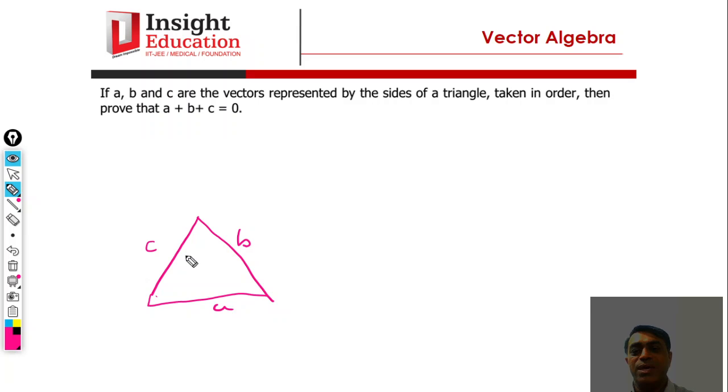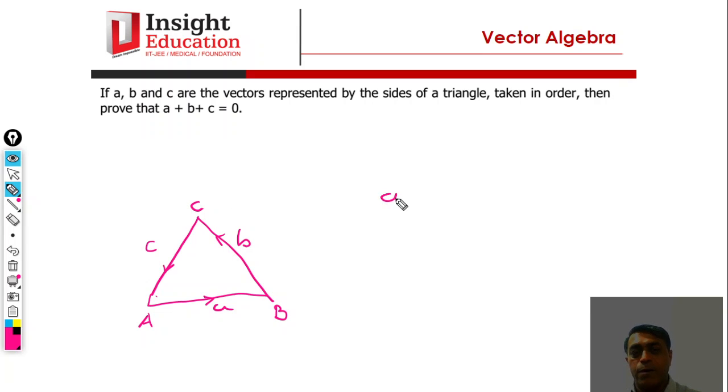So A, B and C, I can say A, B and C. So the triangle is taken in order, so we have to take them in order. Then prove that A plus B plus C. So A plus B plus C. Suppose I give some names in the triangle, then it can be called A, B and C.